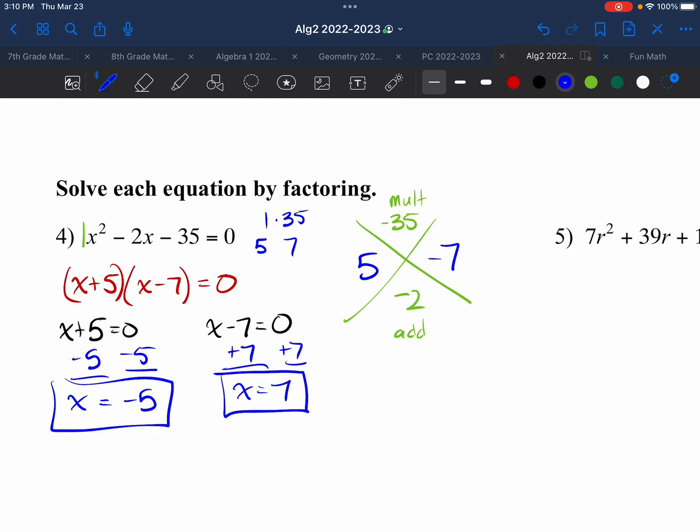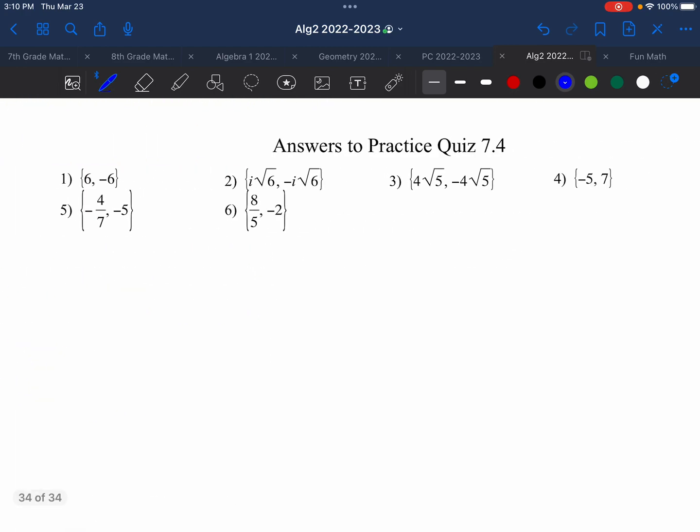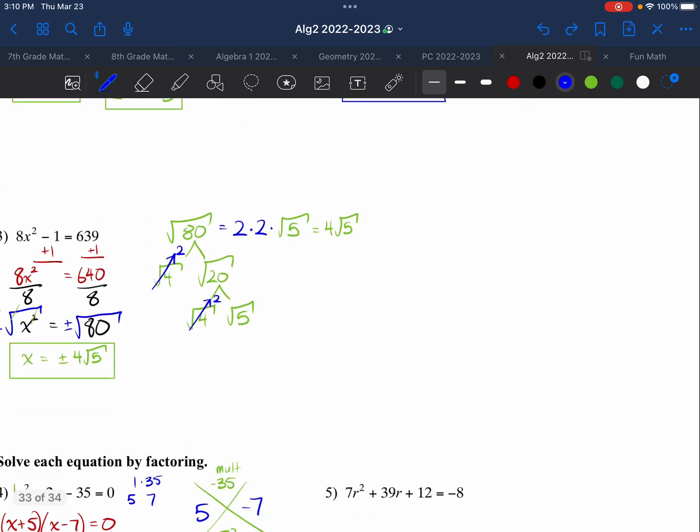I think, let's check, negative 5 and 7 for number 4. Negative 5 and 7 for number 4. The order doesn't matter. It's just those are the two answers.